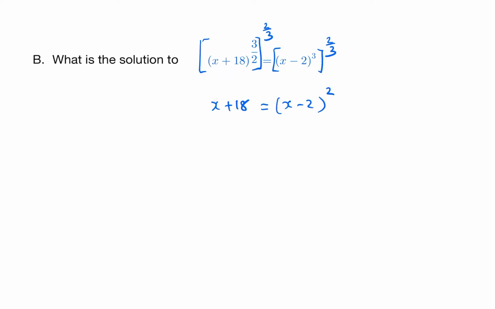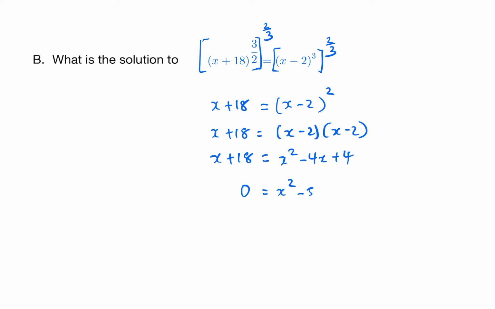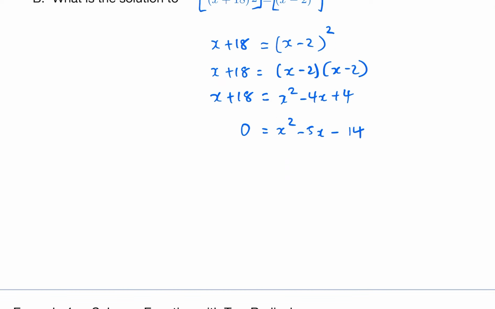Okay, so now we've got x plus 18, and we have this quantity squared. So let's go ahead and write this out. This is really the same as x minus 2 times x minus 2. And when we multiply the two binomials, we're going to get x squared minus 4x plus 4. And then what we're going to do is move both the x and the 18 to this side. And when we do, we get 0 is equal to x squared minus 5x minus 14.